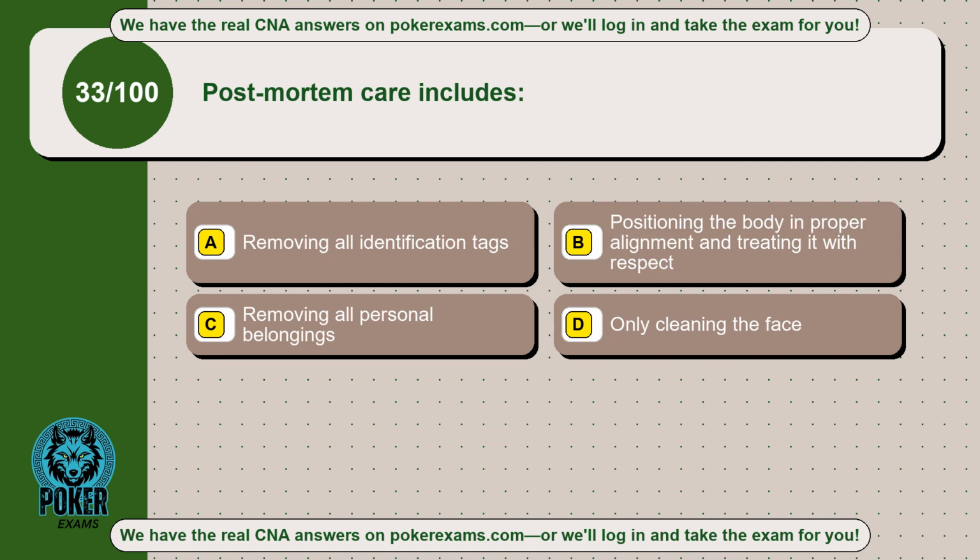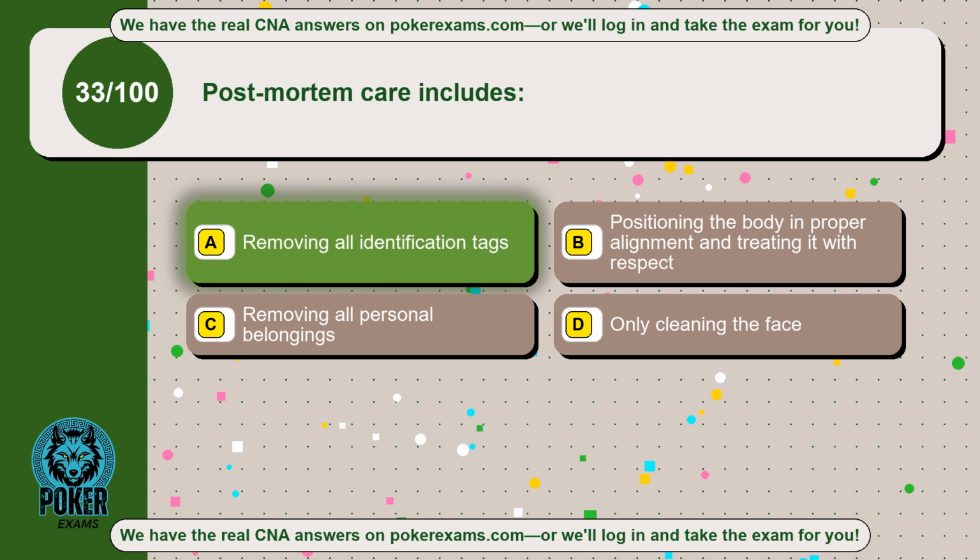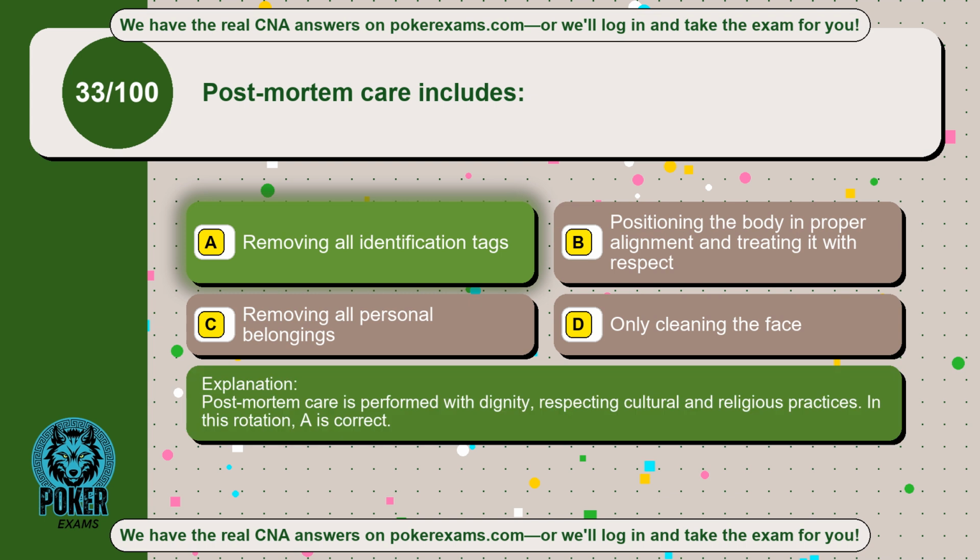Question 33. Post-mortem care includes: Option A. Removing all identification tags. Option B. Positioning the body in proper alignment and treating it with respect. Option C. Removing all personal belongings. Option D. Only cleaning the face. The correct answer is option A. Removing all identification tags. Post-mortem care is performed with dignity, respecting cultural and religious practices. In this rotation, A is correct.